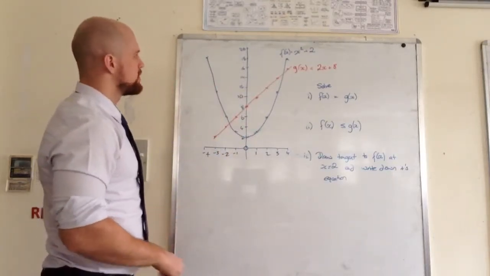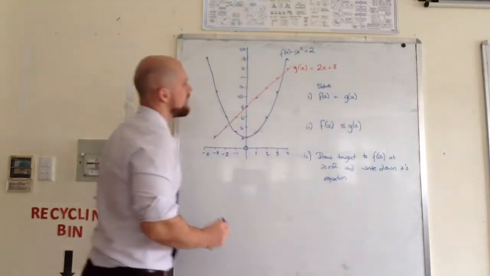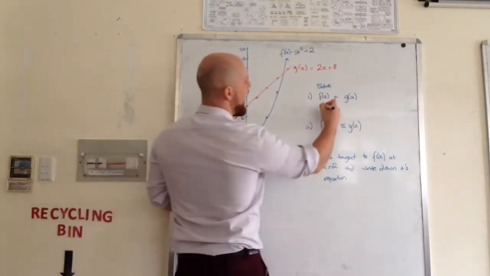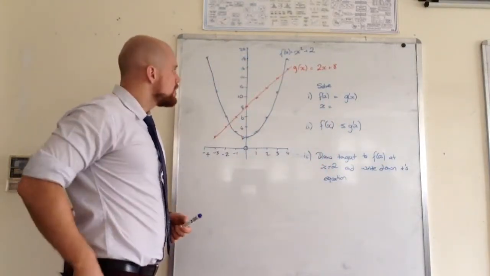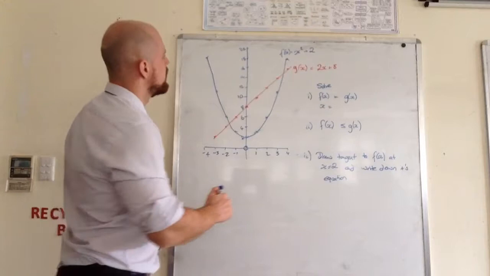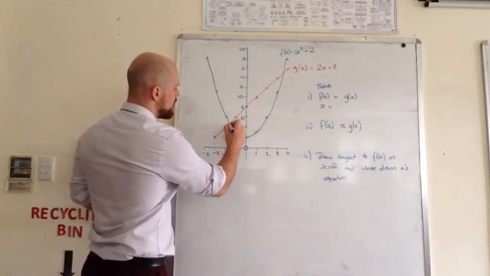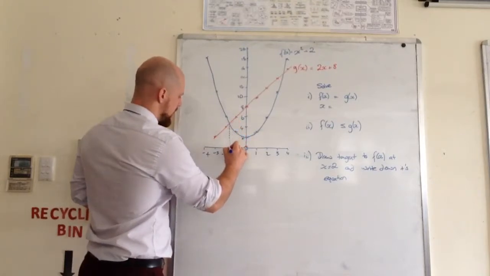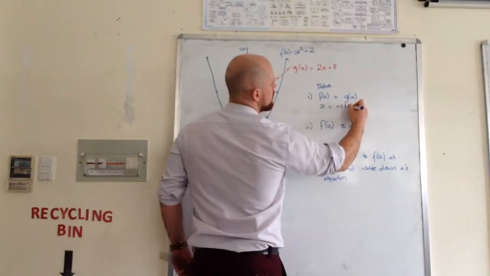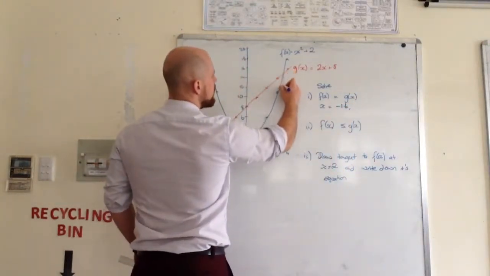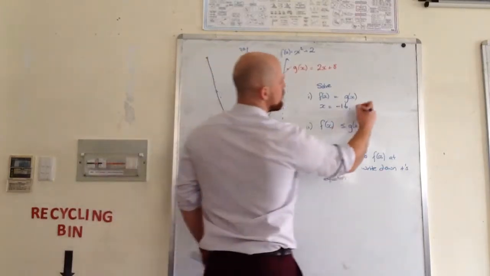Now, first of all, I want to solve when f of x equals g of x, i.e. I need to find the x values for which these two lines are the same. So what I'm going to do is find out where the two lines intersect one another. So there's one here at about minus 1.6, and there's one here at about 3.7, roughly.